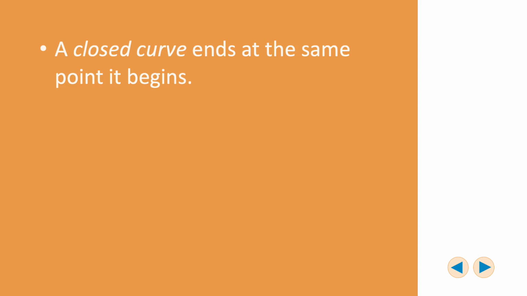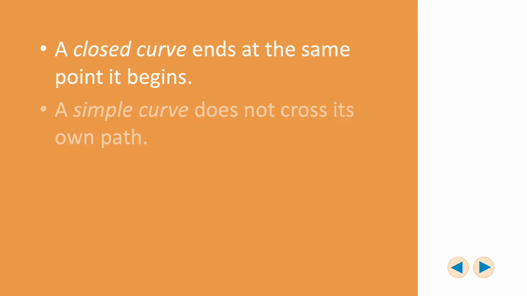A closed curve ends at the same point that it begins, which makes sense because it's closed. A simple curve does not cross its own path. So I'm going to go ahead and draw this. This is not a simple curve because it crossed its own path. It is closed because I started at the same point that I began, but it's not simple.